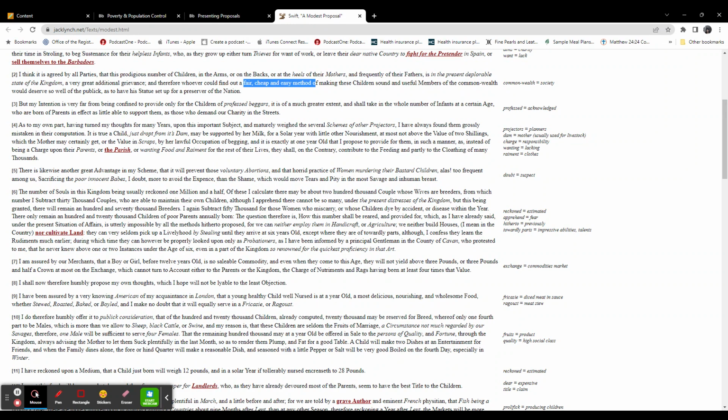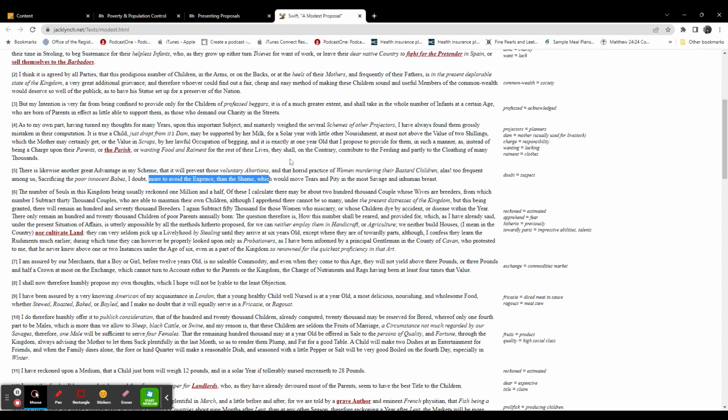There is likewise another great advantage in my scheme, that it will prevent those voluntary abortions and that horrid practice of women murdering their bastard children. Alas, too frequent among us, sacrificing the poor innocent babes, I doubt more to avoid the expense than the shame, which would move tears and pity to the most savage.